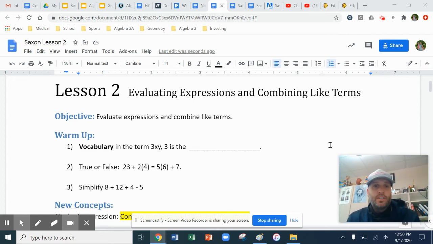Hello again, welcome to Lesson 2, Evaluating Expressions and Combining Like Terms. Those are also our two learning targets: evaluate expressions. We'll talk about what the word evaluate means, and then combine like terms are our two learning targets today. And we're actually going to use the distributive property to combine like terms, and talk a little bit about how that works.